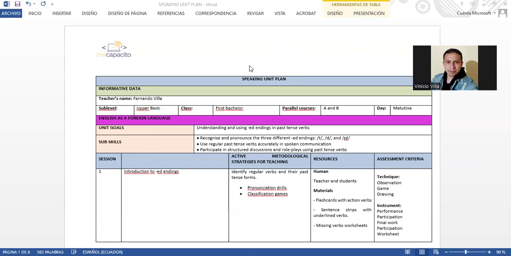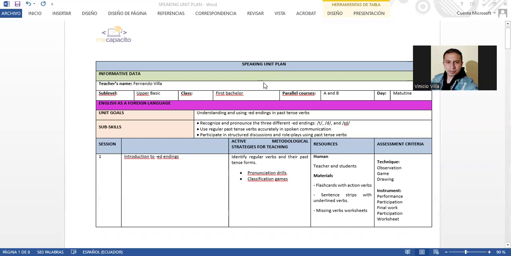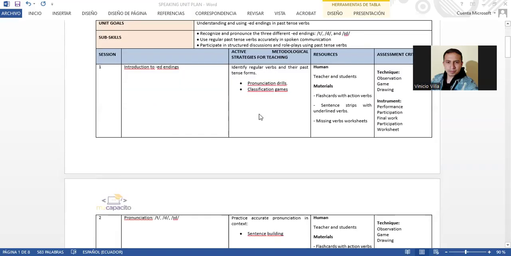And I'm going to show you the final project about speaking. It's one of the four skills that I was learning in Mecapacito course, and it is a wonderful course. Well, I am going to show you the first part, the speaking unit plan, which I have prepared with three stages. You can see three stages.